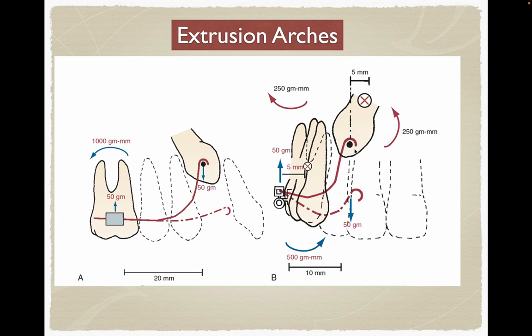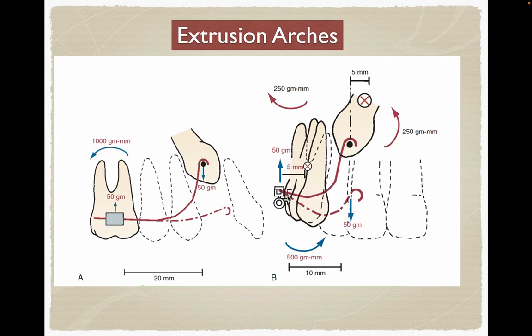So the canine crown will go more palatally. And the amount of moment that will be generated is equal to the force multiplied by the distance, which is 5 millimeter multiplied by 50. That's 250 gram-millimeter, the amount of rotation that we're expecting. Again, you are applying the force that will result in extrusion of the canine. The same force will result in intrusion of the molars as well.